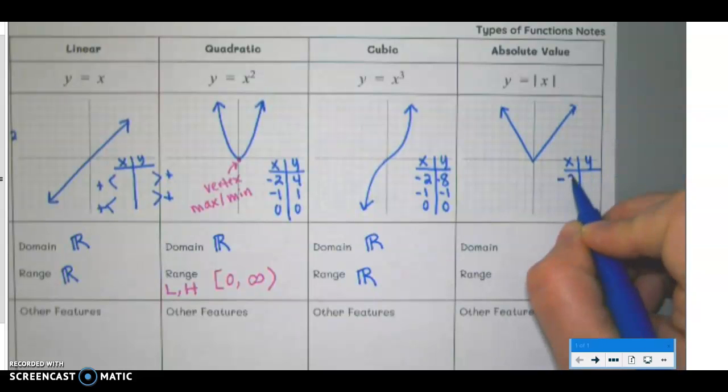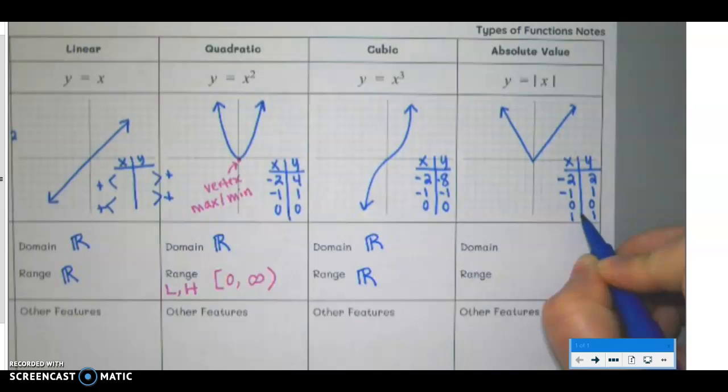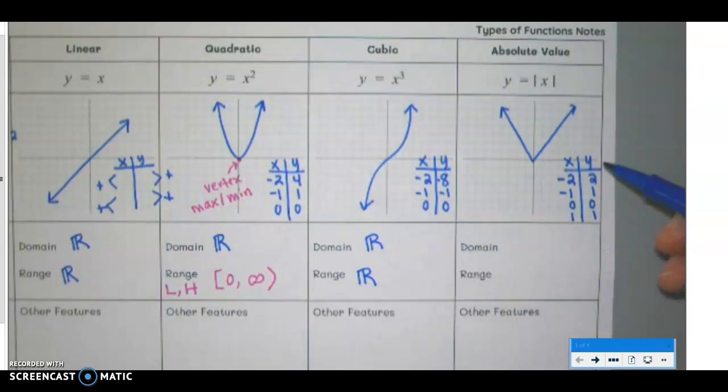So negative 2 would be 2. Negative 1 would be positive 1, and then positive 1 would be positive 1. So you're going to notice the y number and the x number should be the same, with the exception that your y's are all positive.